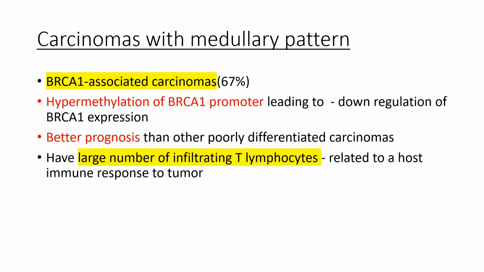Now coming to the carcinoma with medullary pattern, these are BRCA1 associated carcinomas. Not all of them, but only 67%. The underlying mechanism here is hypermethylation of the BRCA1 promoter, which causes downregulation of BRCA1 expression. And the tumor will show a better prognosis than other poorly differentiated carcinomas. This is important to note here, that they have a high number of infiltrating T lymphocytes. This is related to the host immune response to the tumor.